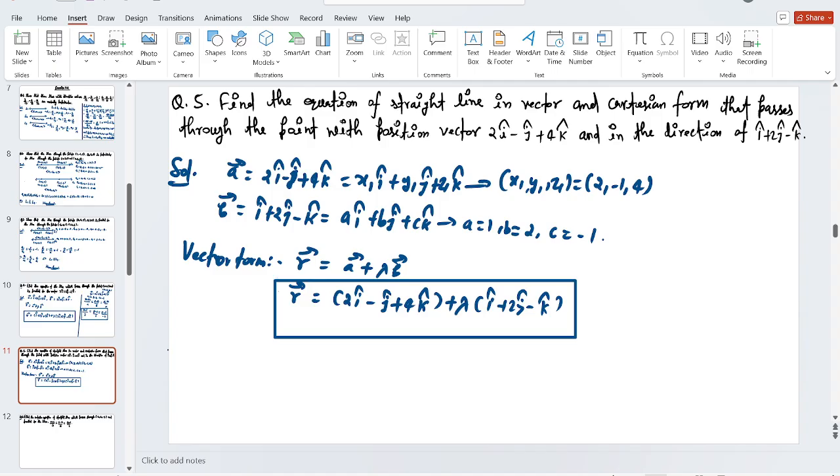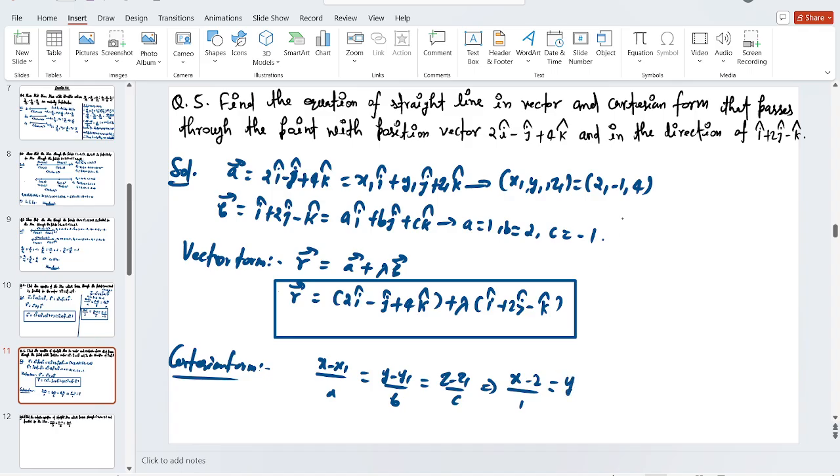Okay, and what is the Cartesian form here? We use the Cartesian form: x minus x1 upon a equal to y minus y1 upon b is equal to z minus z1 upon c. So putting in the values you get the answer. x1 is equal to what? This is 2, x minus 2, this is x1 here. And a equal to 1. So y minus y1 equal to what? Minus minus becomes plus, so y plus 1. And b is equal to 2.